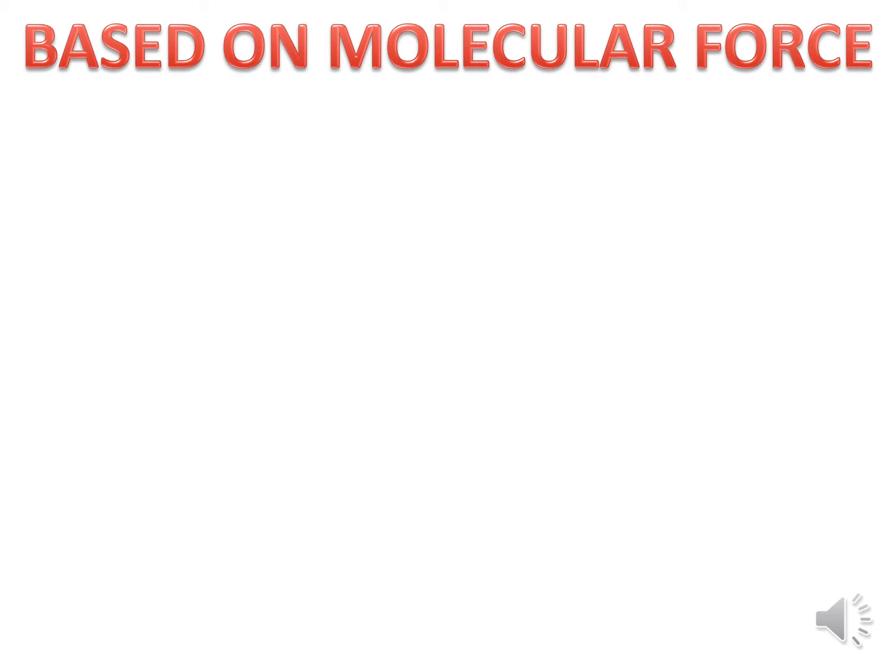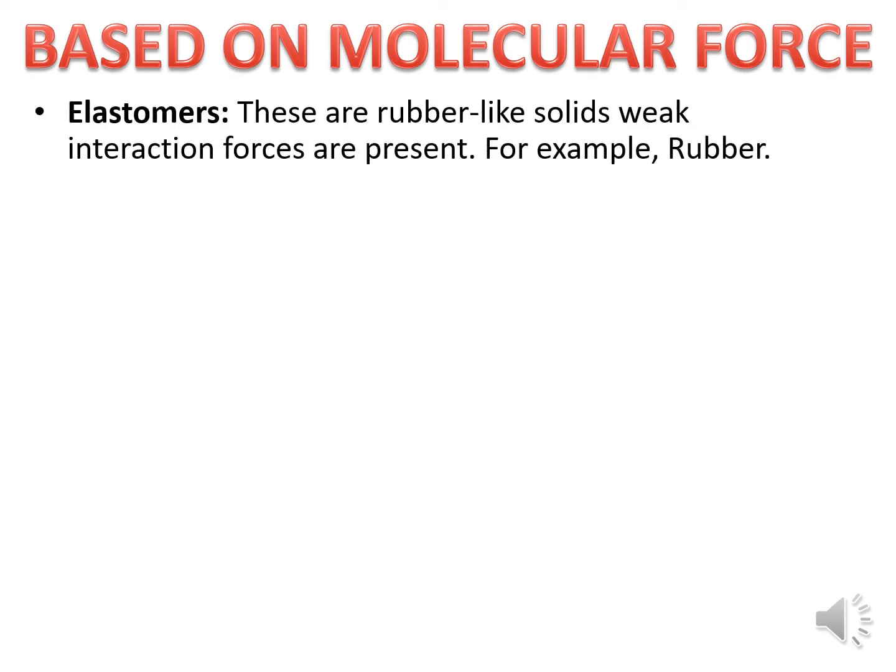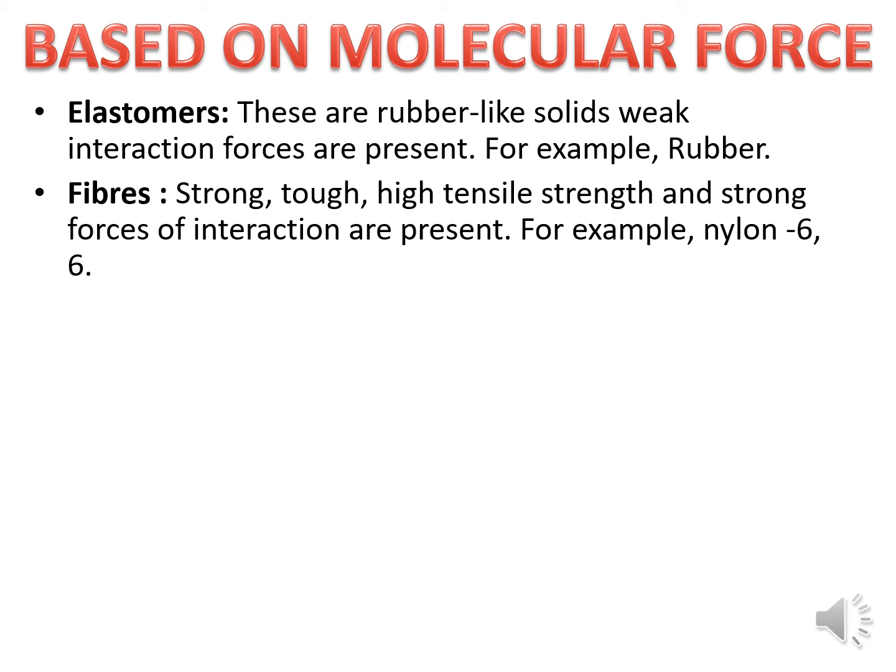Classification based on molecular force. First, elastomer. These are rubber-like solids, and weak interaction forces are present. Elastomers are rubbery polymers that can be stretched easily when stress is applied and return to their original shape when the applied stress is released. For example, rubber. Second, fibers. Fibers are strong, tough, have high tensile strength, and strong forces of interaction are present.